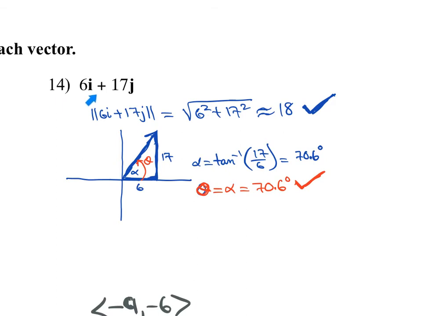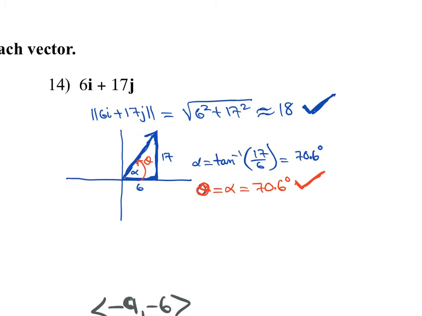All right, here's number 14. We have the vector 6i plus 17j. And again, we want to find the magnitude and the direction. Magnitude first is the square root of 6 squared plus 17 squared. And that gives you approximately 18 when you put it in the calculator.